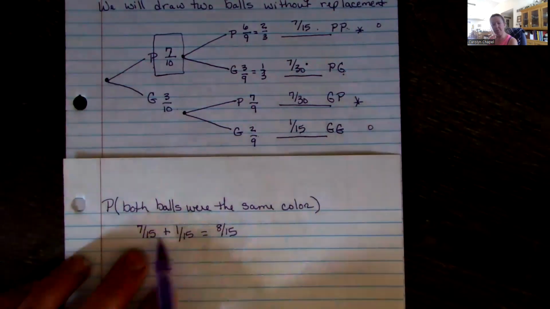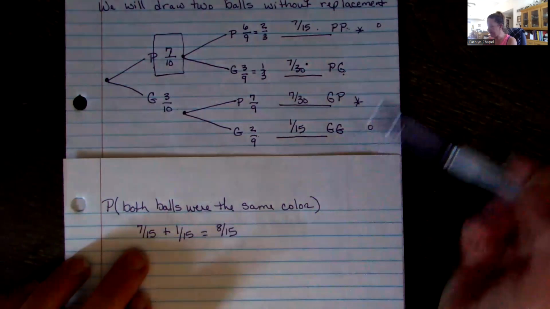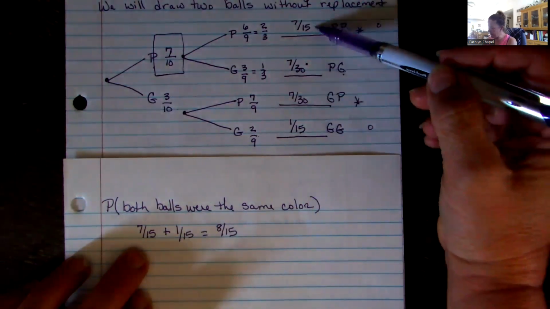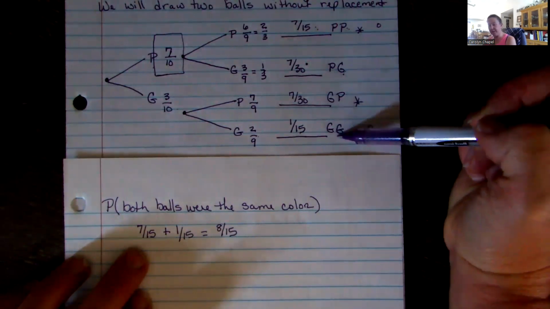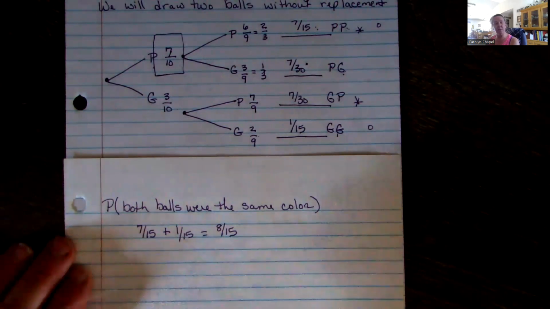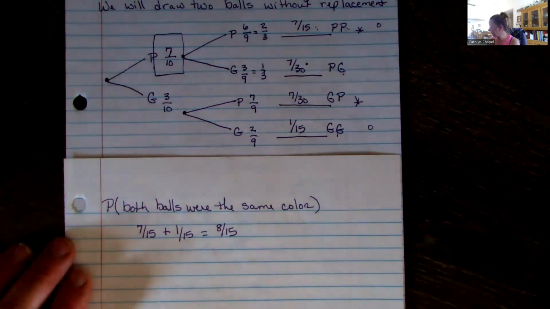But if I see my or, I'm thinking adding. And these are disjoint because I have them all listed. So that's that purple purple or the green green, giving me that 8 out of 15.